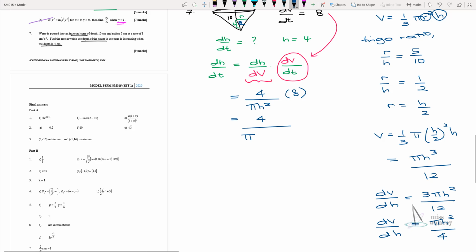So the value of the h is 4. So this is 4 square times with 8. So I got 4, 4, 1, 2. So the value is actually 2 over pi. So you can actually find out what is the value for 2 over pi. Or you can actually leave your answer like this.